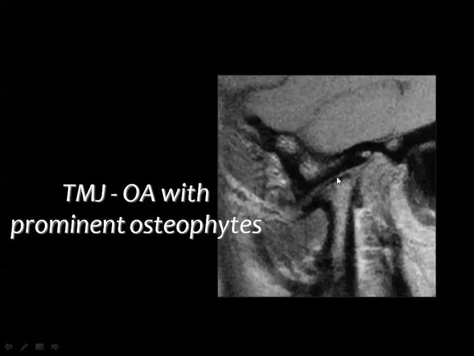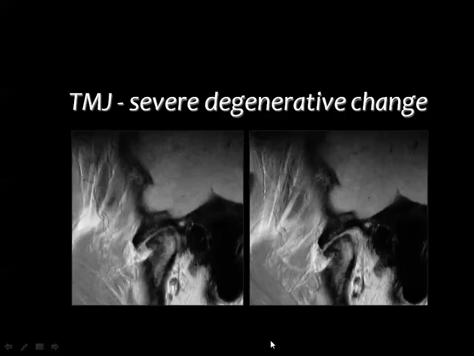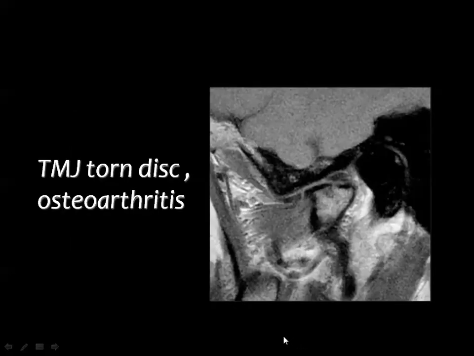You see the narrowing of the joint space, flattening of the temporal eminence and the mandibular head, prominent osteophytic lipping of the articular surfaces. And this is also another example. Here you see marked narrowing of the joint space, and you see osteophytic lipping of the articular surfaces. You are not able to identify the disc, which is almost totally degenerated.